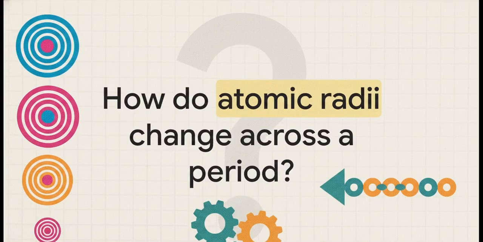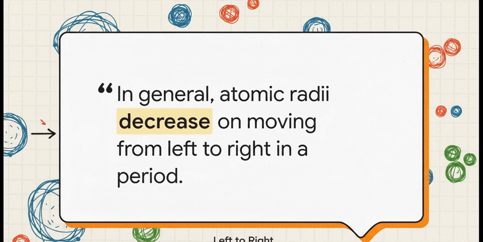All right, rapid active recall time. Let's test that memory immediately with a pop quiz. This is pulled straight from question 13 in your textbook. How do the atomic radii change across a period? Think back to our catchy phrase, you got it. In general, atomic radii decrease on moving from left to right in a period and increase on moving down a group. Left to right pulls them tight. If your brain went right to that answer, you are exactly where you need to be.